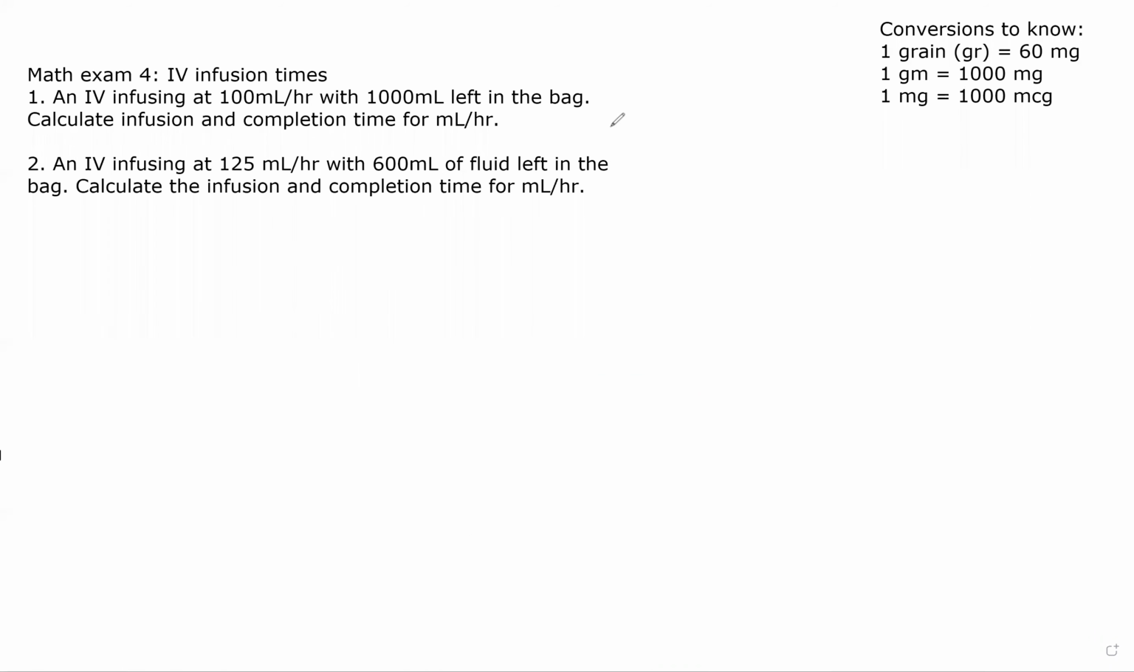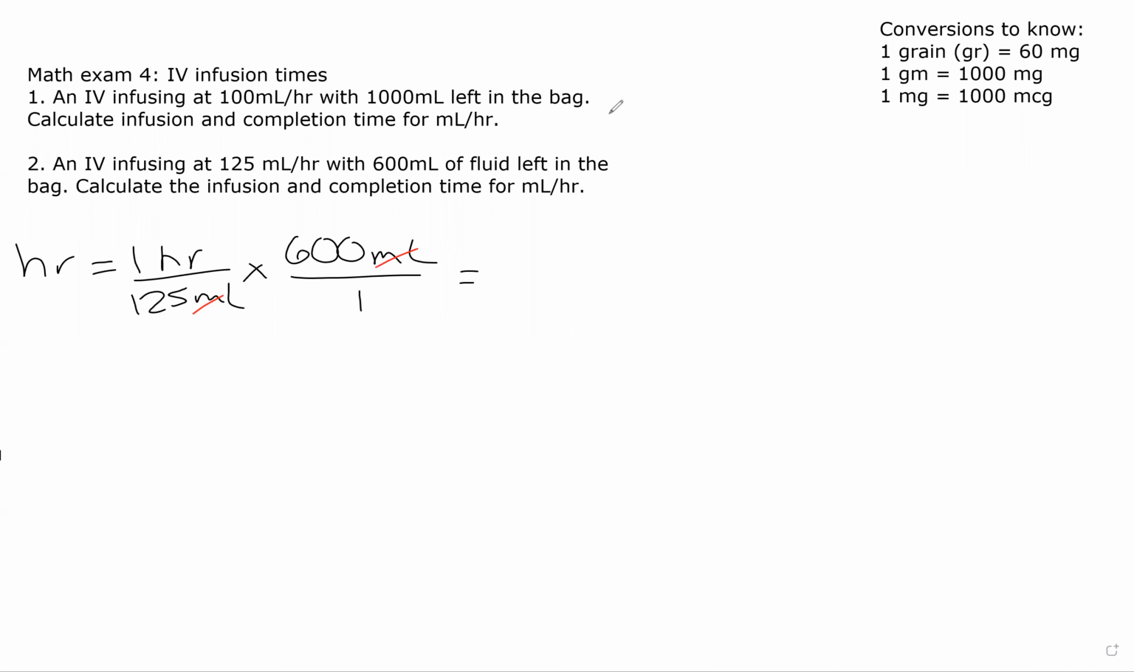Number 2 is a little bit longer. So again, we'll be solving for hours. An IV infusing at 125 milliliters per hour with 600 milliliters of fluid left in the bag. Calculate the infusion and completion time for milliliters per hour. So in 1 hour, 125 milliliters will infuse, and there's 600 milliliters left in the bag. We can solve because we only have hours left.